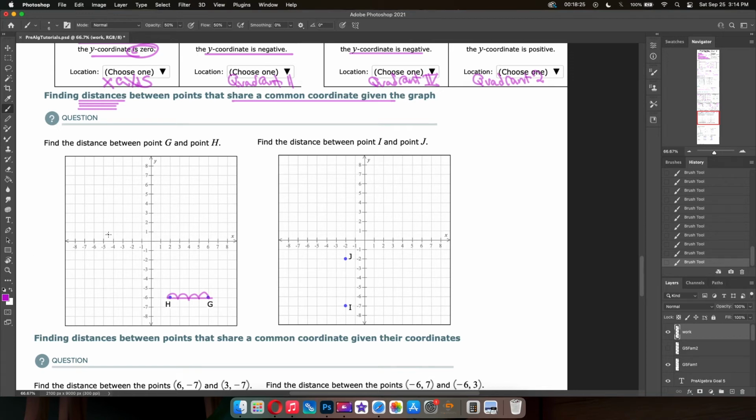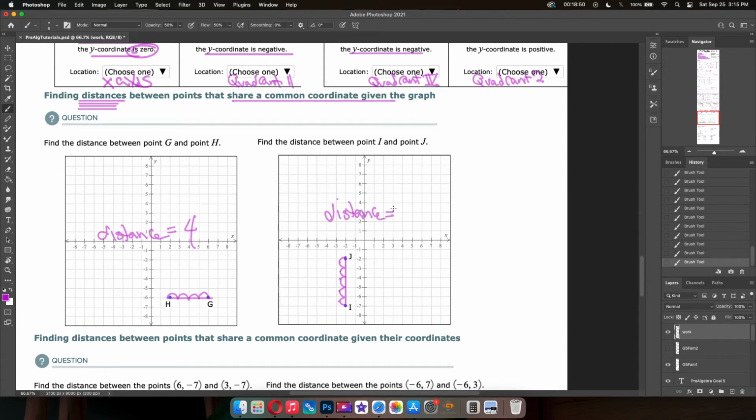So the distance here equals 4. Next, find the distance between I and J. So I'm counting boxes. 1 box, 2 box, 3 box, 4, 5. So this is a distance of 5 boxes.